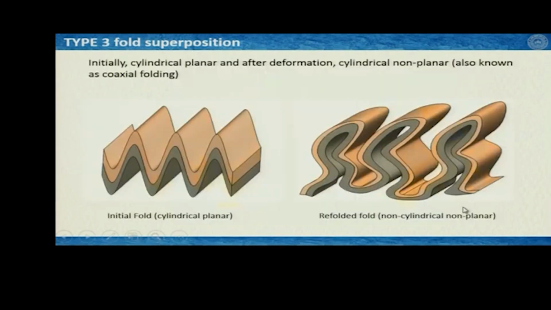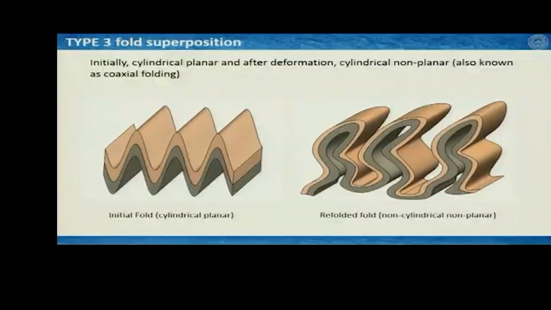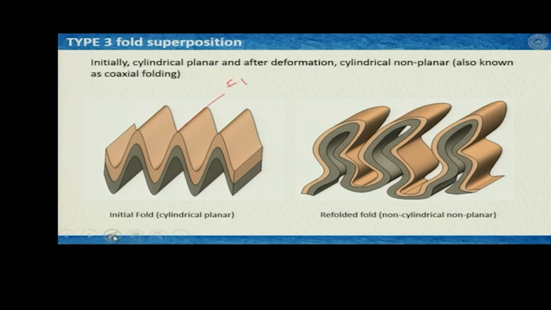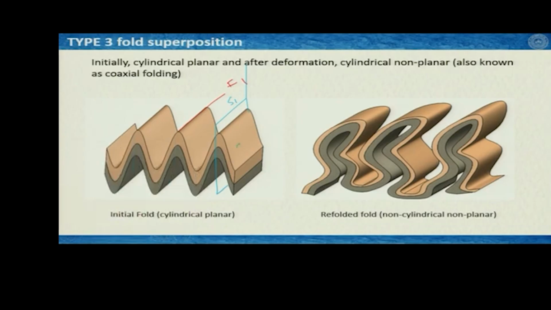Now we will look at type 3 fold superposition, where, as we have defined, initially cylindrical planar, and after deformation it becomes cylindrical and non-planar, and this is also known as coaxial folding, and we will see why. So again we do the same process as we have been doing with the other superpositions. So this is your F1, this is your S1, and again the form surface is S0. Now what is happening with the F1 after the deformation?